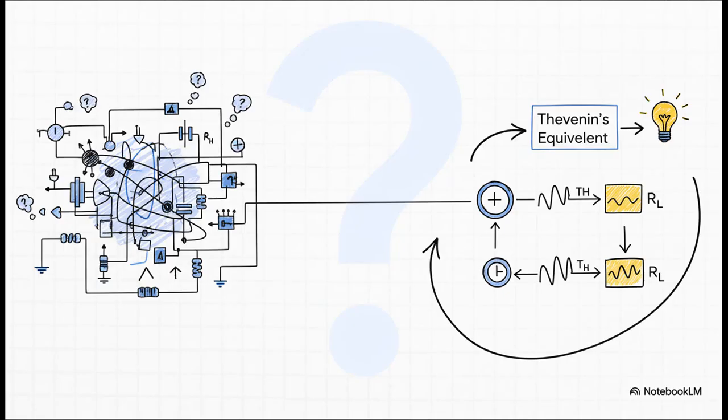So, here's the deal. All we really want to do is find the current flowing through one specific part of this whole mess, that load resistor, RL. But here's the real headache. What happens if we want to swap that resistor out for a different one? Say, a bigger one or a smaller one? Does that mean we have to redo all that complicated math from scratch every single time? No way. There has to be a better way, right?